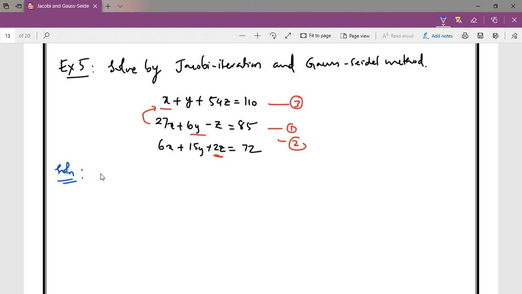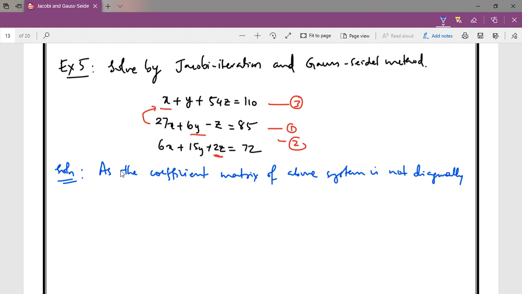Solution. As the coefficient matrix of the above system is not diagonally dominant, we therefore rewrite it as below.